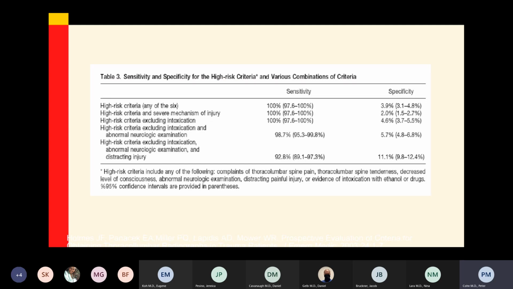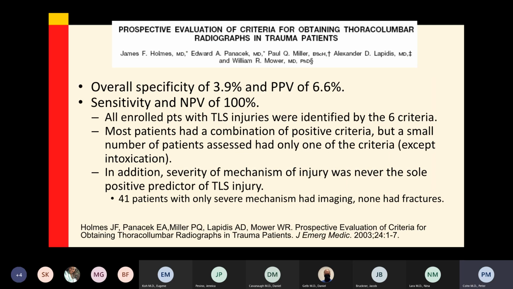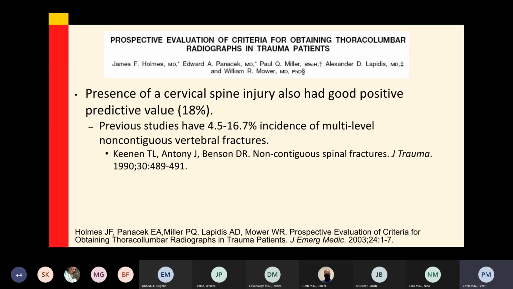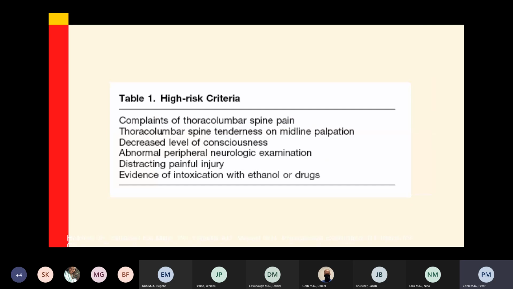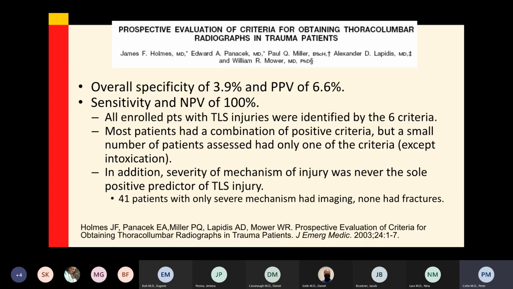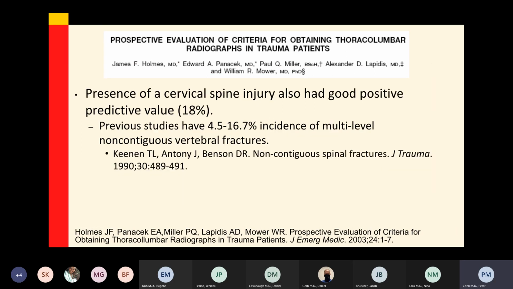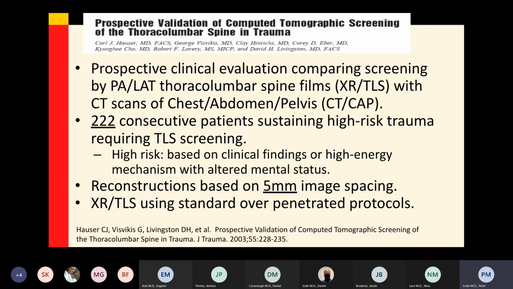What they found was if you use these criteria, you can find 100% of thoracolumbar spine fractures, which was really their goal. And they had 100% negative predictive value. So if you can say that none of these factors are present, then you can probably safely avoid imaging patients. However, if any of these are present, it's probably worth at least getting X-ray imaging as some sort of screening tool. But then that gets into what is the best imaging modality for screening for thoracolumbar spine injuries.